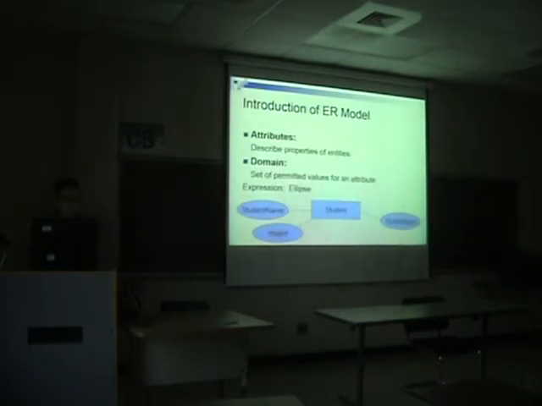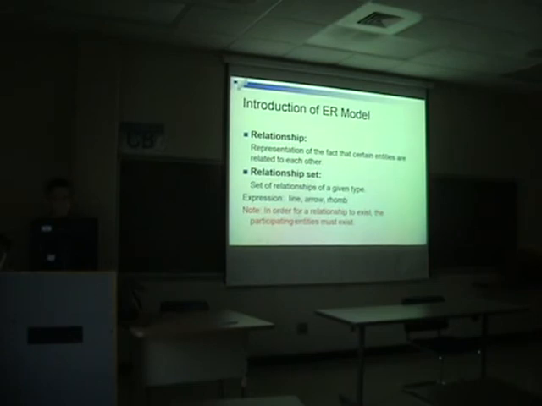Attributes are properties of the entities, and every attribute has some domain. Let's say every student has a student name, a major, and a student number. Here is an underline, which illustrates that the student number is the primary key. We're gonna talk about this in the next lecture, and we use an ellipse to express the attributes.